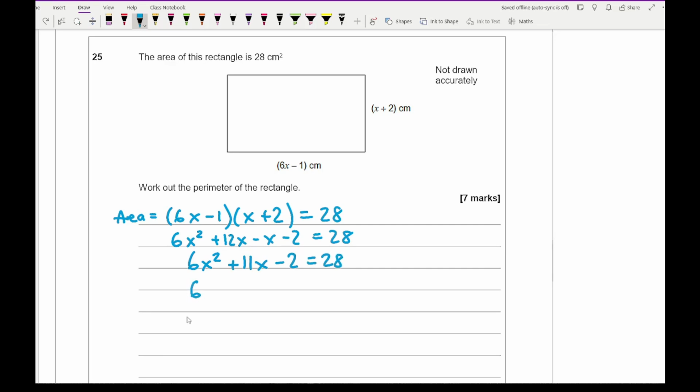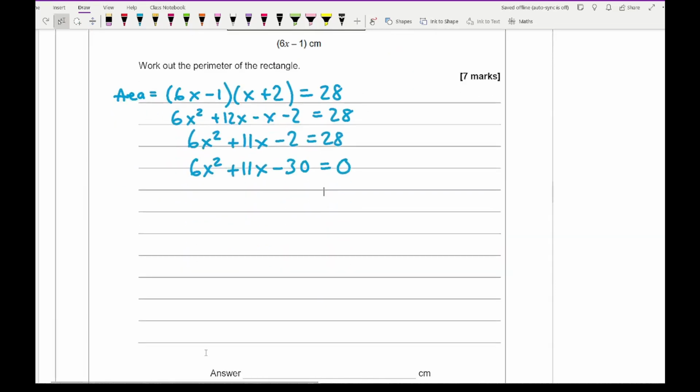Take the 28 over because it looks like a quadratic, and I get this. Now at this stage I need to factorize or use the quadratic formula to solve. It does actually factorize, so it's going to be 2x minus 3, 3x plus 10.